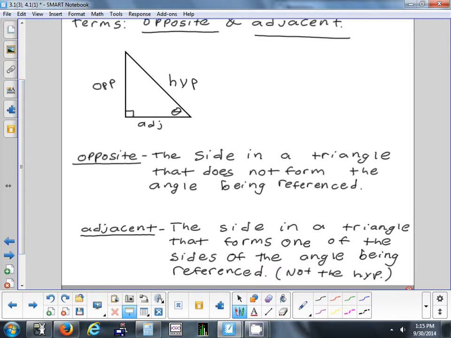And then we also have adjacent. Adjacent is the side in a triangle that does form one of the sides of the angle, and it's not the hypotenuse. So if I were to take away the adjacent side in this triangle, I would lose that angle. It wouldn't exist anymore.